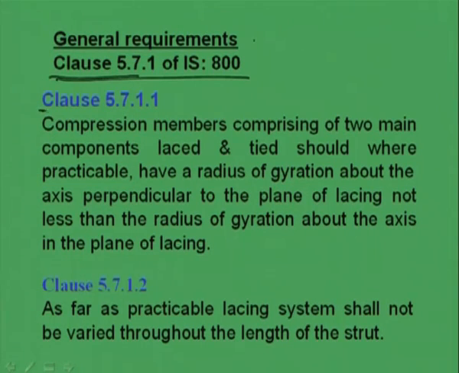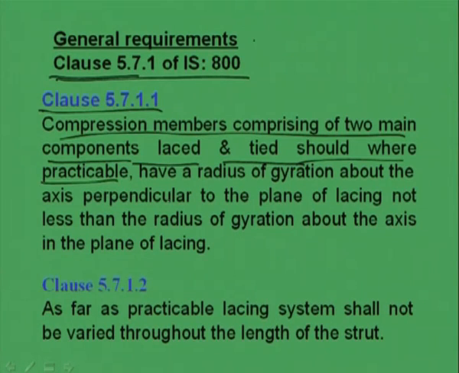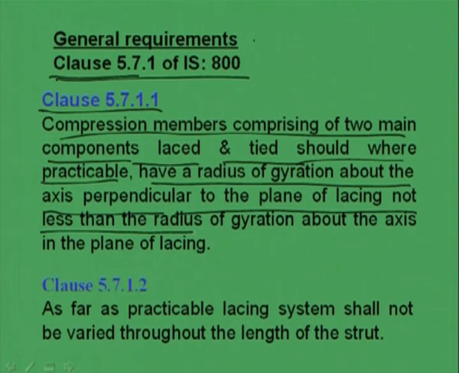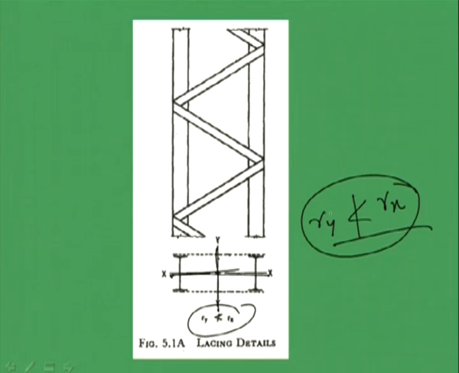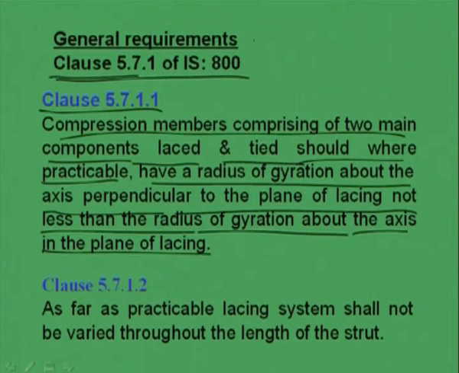The first guideline is cited in clause 5.7.1.1. What is this? Compression members comprising 2 main components, laced and tied, should where practicable have a radius of gyration about the axis perpendicular to the plane of lacing not less than the radius of gyration about the axis in the plane of lacing. That means Ry should not be less than Rx, where x is in this direction and y is in this direction. So, this is the first requirement provided by the code. We have to maintain this criterion when we go for designing the lacing systems.